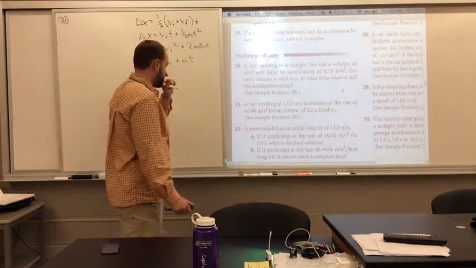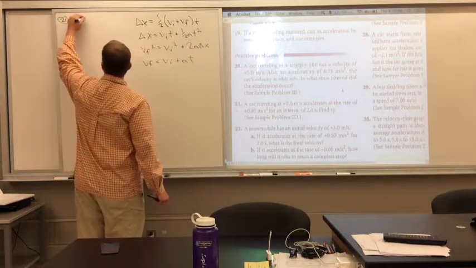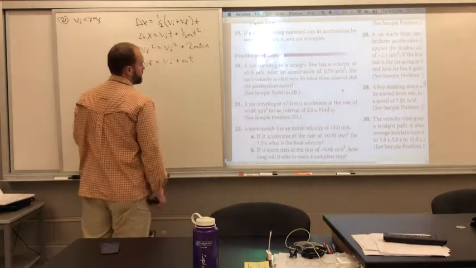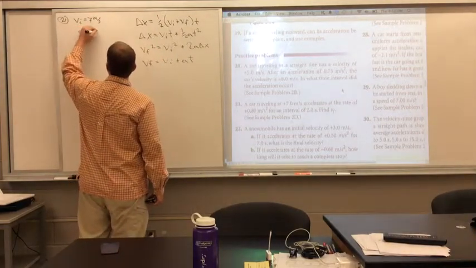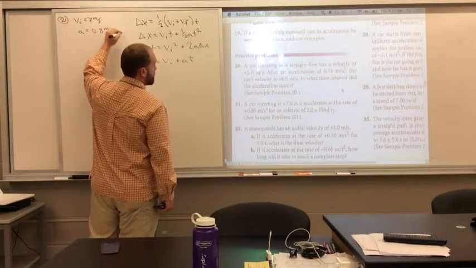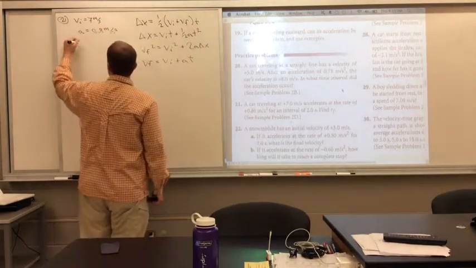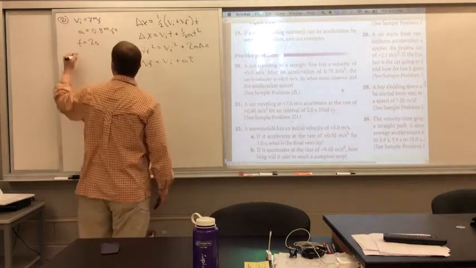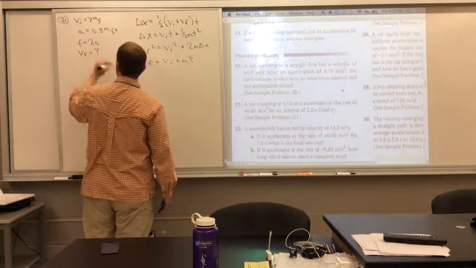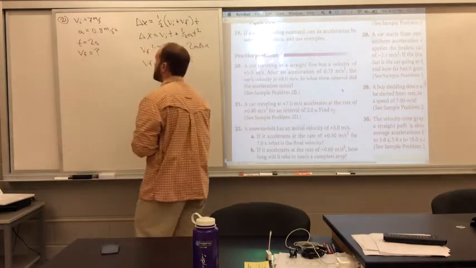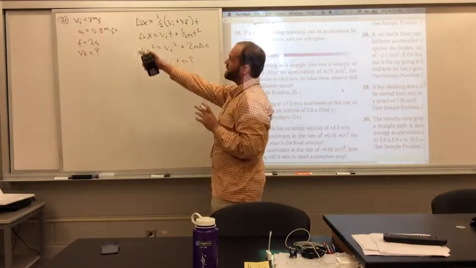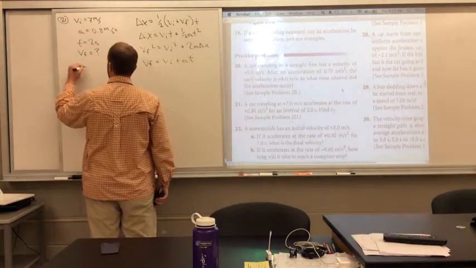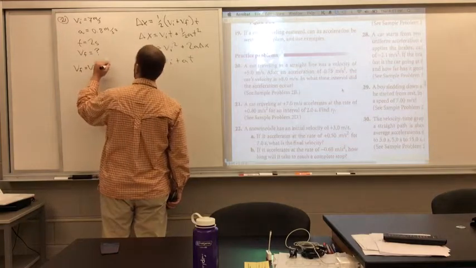A car is traveling at 7 meters per second. So initial velocity is 7 meters per second. It accelerates at a rate of 0.8 meters per second squared for 2 seconds. Find VF. Ooh, they're nice enough to even tell you what variable they want. Find final velocity. Once again, the only thing that's got those 4 things in it is this guy. VF equals VI plus A times T.